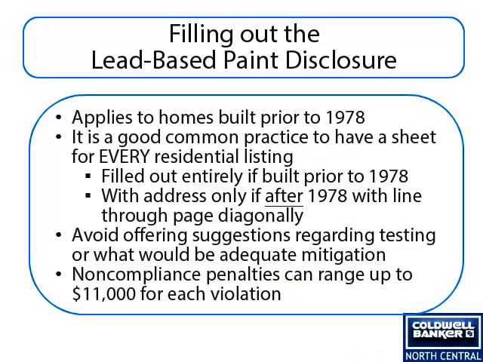Any home built prior to 1978 must have a lead-based paint disclosure accompanying the listing. It is a good common practice to have a lead-based paint disclosure with every residential listing. If the home was built prior to 1978, have it completed with signatures in the listing packet. With homes built after 1978, leave the sheet blank except for the address and a diagonal line through the page.